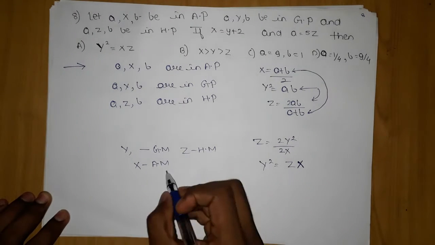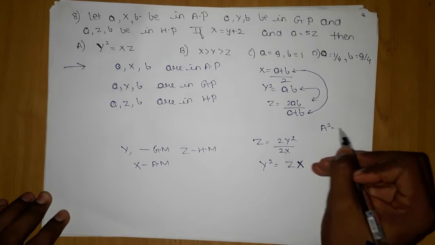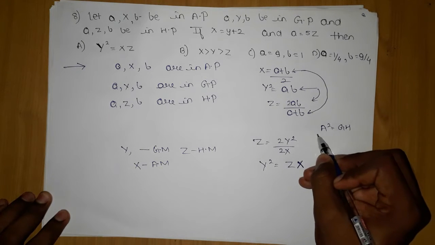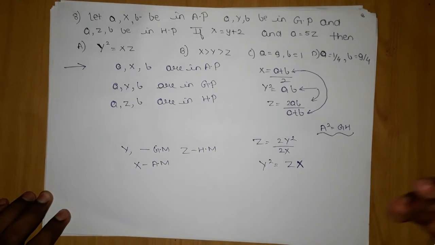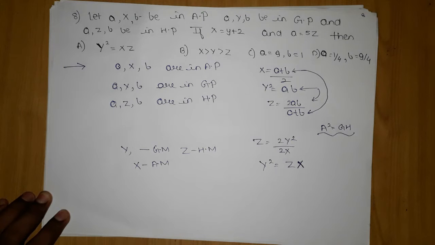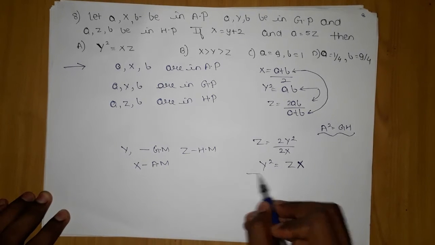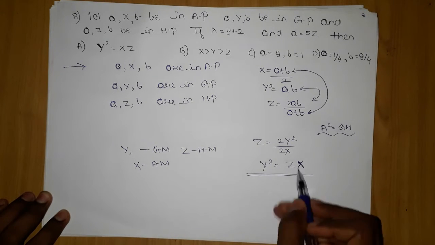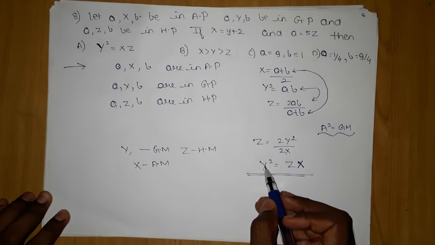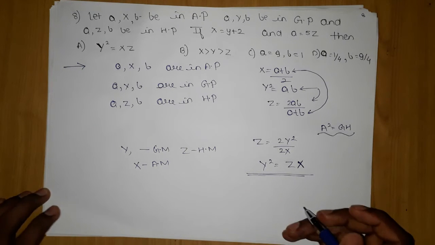So if you know this equation, a square equals GH, what does it represent? That AM, GM and HM are in GP. Okay, so we say that AM is greater than or equal to GM, which is greater than or equal to HM. But here also a similar thing has appeared, that it is coming in GP, where y square equals xz, where they are respectively A and G.